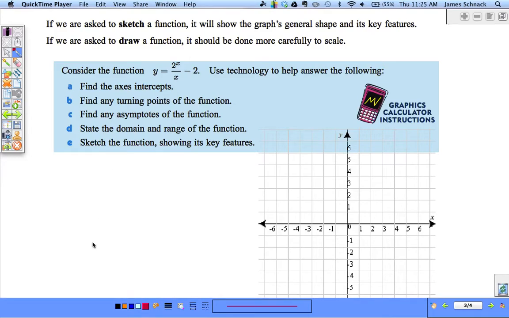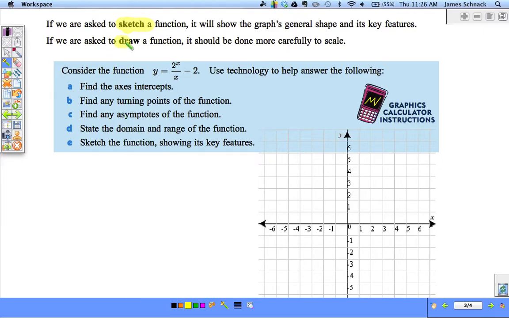Let's graph some more complicated things. A couple of terms to get straight here. Sketch a function. It will show a graph's general shape and its key features, those key features being maximums, minimums, x-intercepts, y-intercepts, asymptotes, things that we've been finding all along.